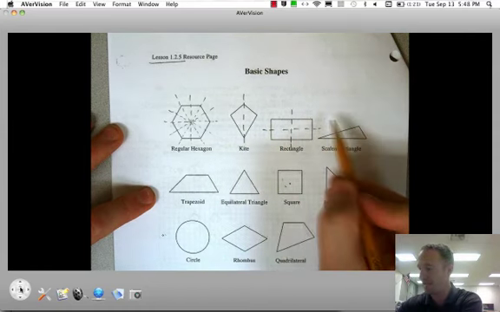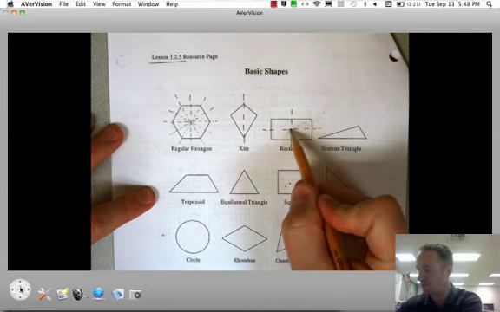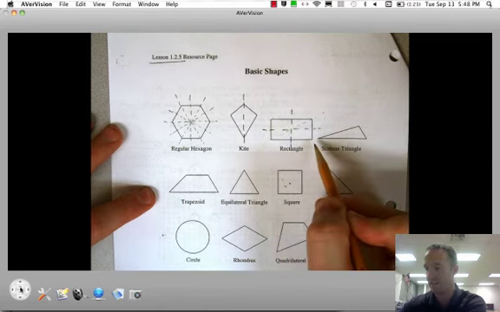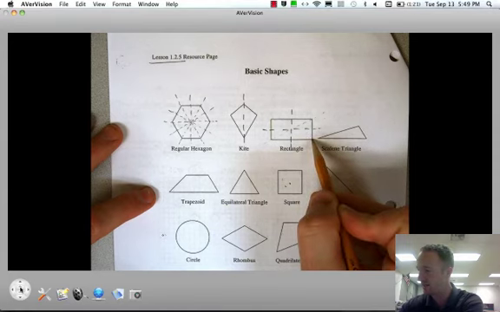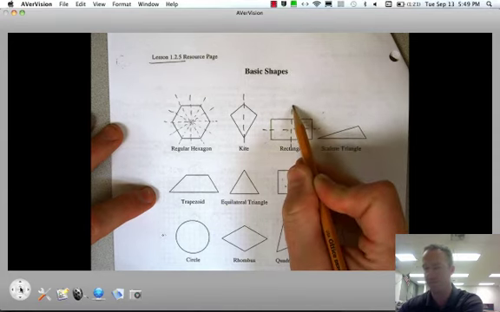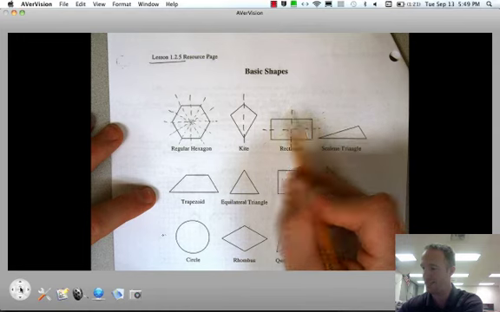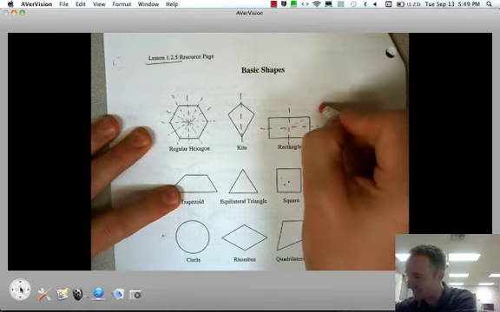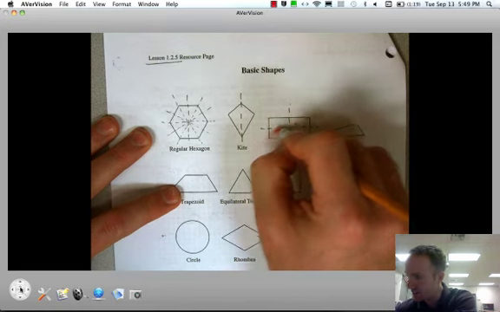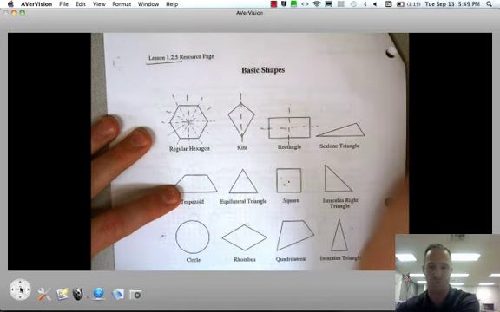Now some of you might try to draw this one, but if we reflect this rectangle over that diagonal line, this point would end up here. It doesn't match up with one of these other 2 points. So that is not a line of symmetry. The rectangle only has 2.